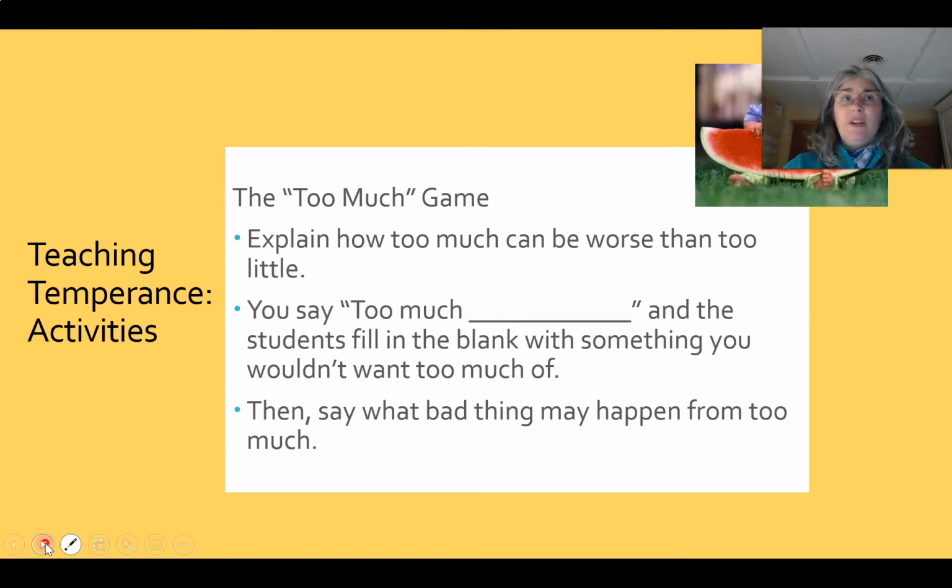When it comes to games, I actually have a whole book on different games and activities you can do. This one's about teaching temperance. Temperance is one of the 4 cardinal virtues. And it's something that, well, to be honest, Americans are pretty bad with. So this is called the too much game. So you talk about how too much can be worse than too little.